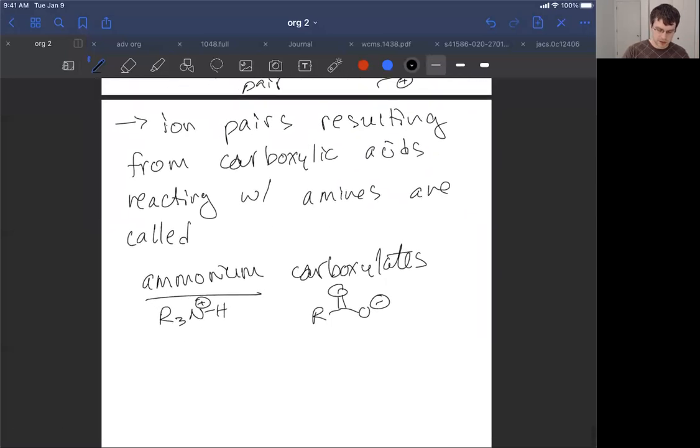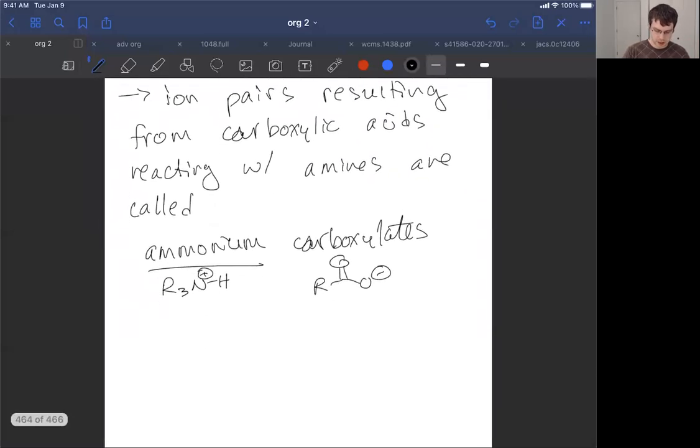Now, ammonium carboxylates are really important in biology because amino acids readily form them.